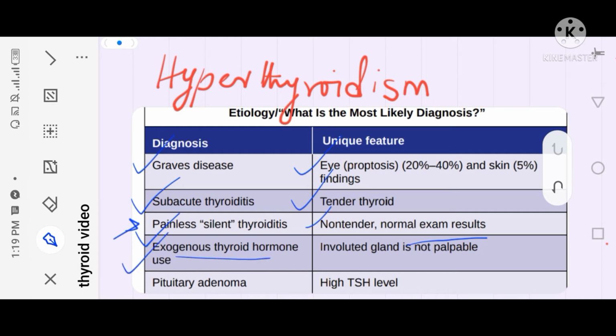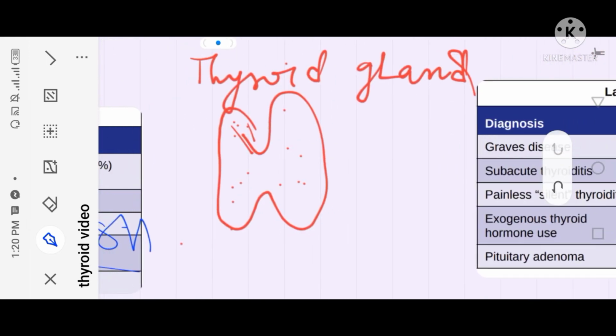And with exogenous thyroid hormone use, the patient will have a gland that is not palpable, because the patient is using exogenous thyroid hormone like levothyroxine. So the patient will have increased thyroid hormone. And in pituitary adenoma, there is a high TSH level in the serum, because the main cause is in the pituitary gland, from where TSH is released in excess, and that TSH is creating the condition of hyperthyroidism. So with these examinations we diagnose hyperthyroidism.